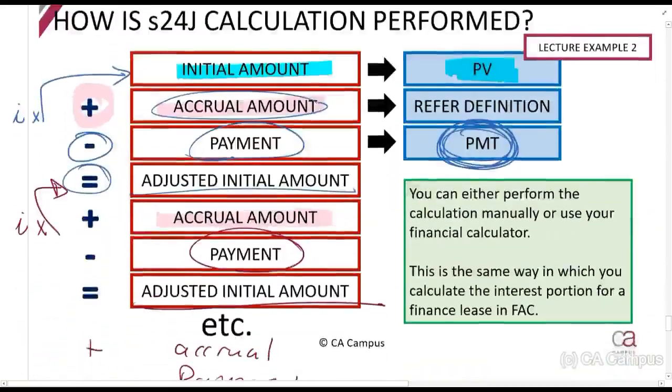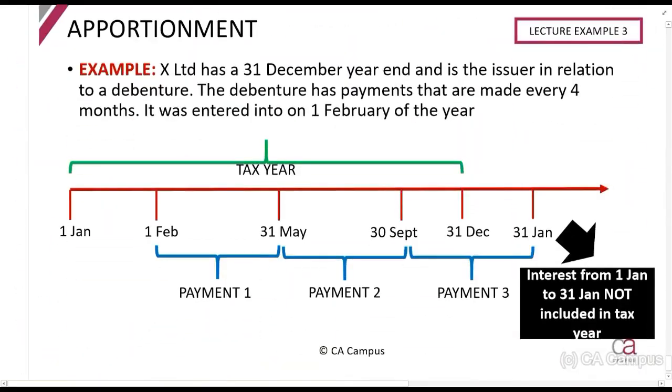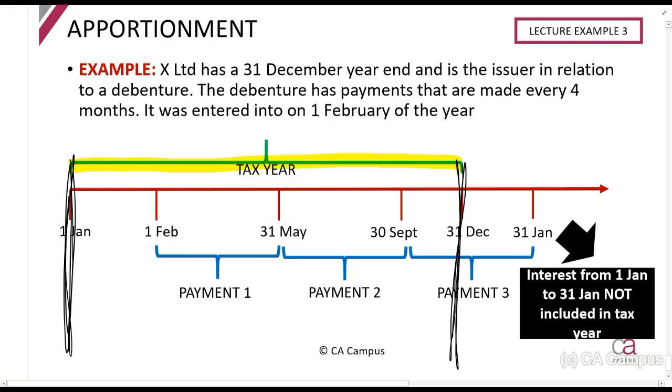Again, just to show you how this works, here's an example. Our tax year runs over here. This is the beginning and this is the end of our tax year. It says X Limited has a 31 December year end and is the issuer in relation to a debenture. Obviously, if you are issuing a debenture, you are the person who is going to be paying. The debenture has payments that are made every 4 months and it was entered into on the 1st of February of this year.